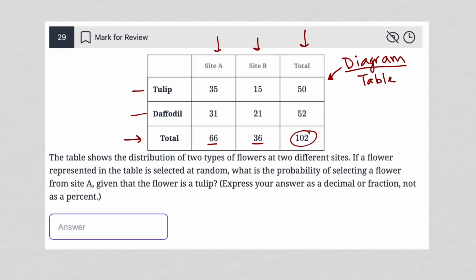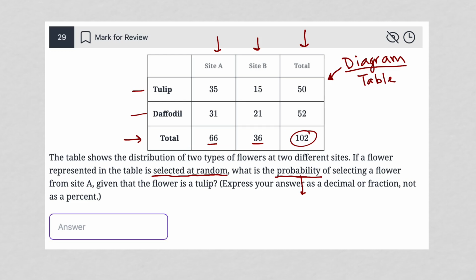So the question says, the table shows the distribution of 2 types of flowers at 2 different sites. If a flower represented in the table is selected at random, okay, so I kind of know what's happening. So this test, whenever you see selected at random, usually what's going to come next is that there's a probability, right? And I see that word there. So in the table is selected at random, what is the probability?